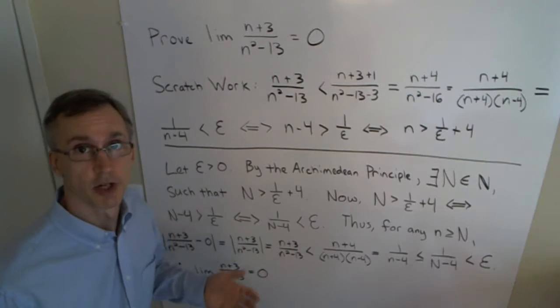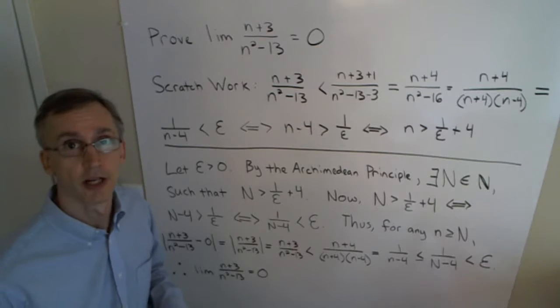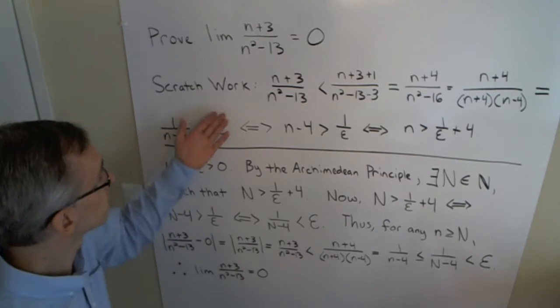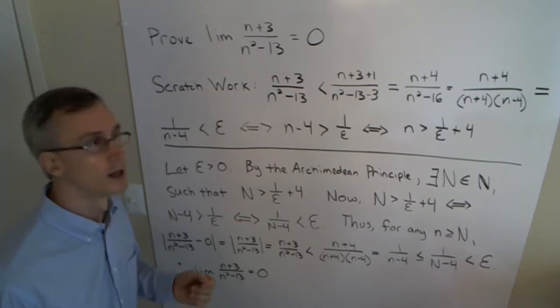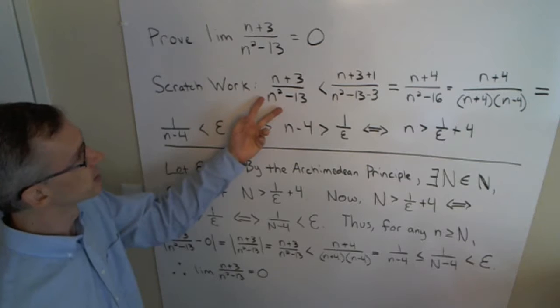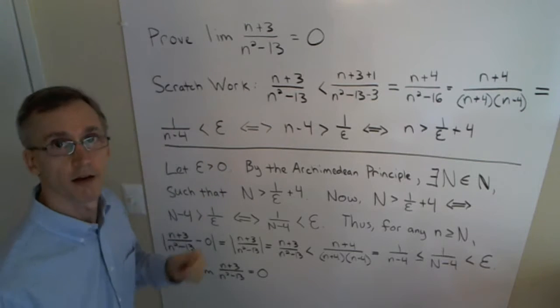In this exercise, we show that the limit of (n + 3)/(n² − 13) is 0. We begin with some scratch work. We have to find that critical value of n such that the terms of the sequence are within epsilon of the limit 0.